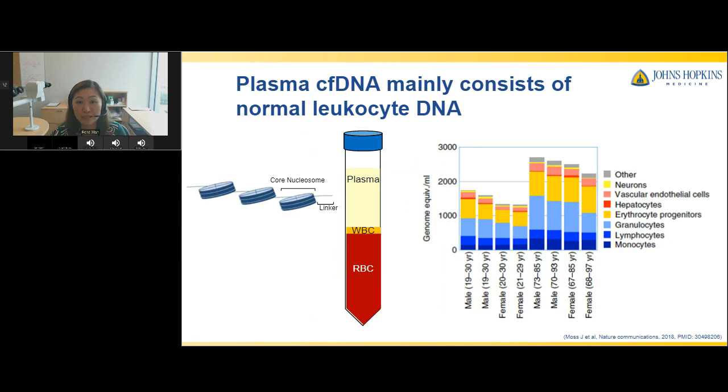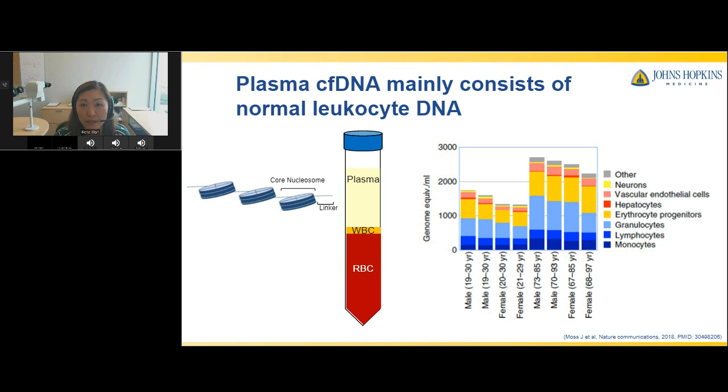So before we discuss our efforts, I want to briefly introduce cfDNA or cell-free DNA and its constituents. So when whole blood is spun down, it separates into 3 compartments: plasma at the top, where cell-free DNA is found; white blood cells or leukocytes in the middle. This is where PBMCs are usually recovered; and red blood cells at the bottom.